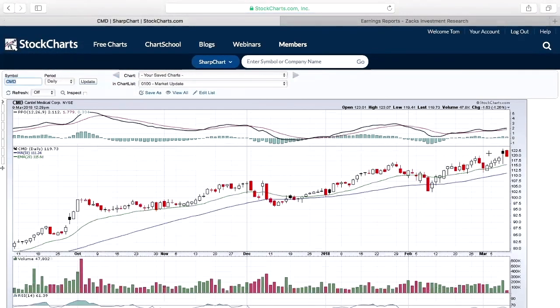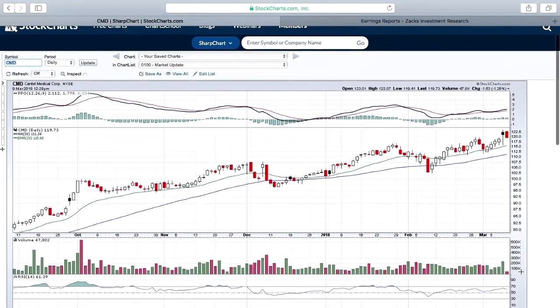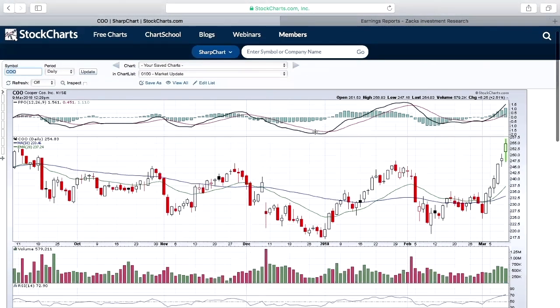This one looks pretty good. Nice move to the upside, right? Check out the volume. Yesterday it had the highest volume that it's had probably in, well, certainly this year. And it was maybe 230, 240,000 shares. Not going to do it. Not enough volume. COO, Cooper Companies.